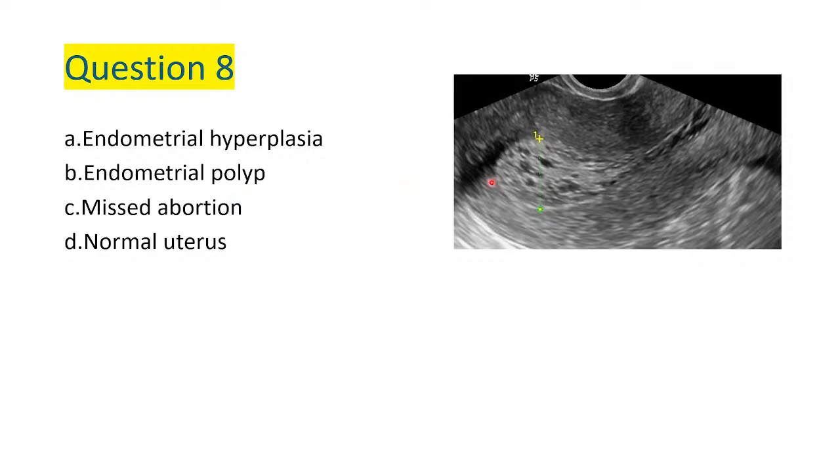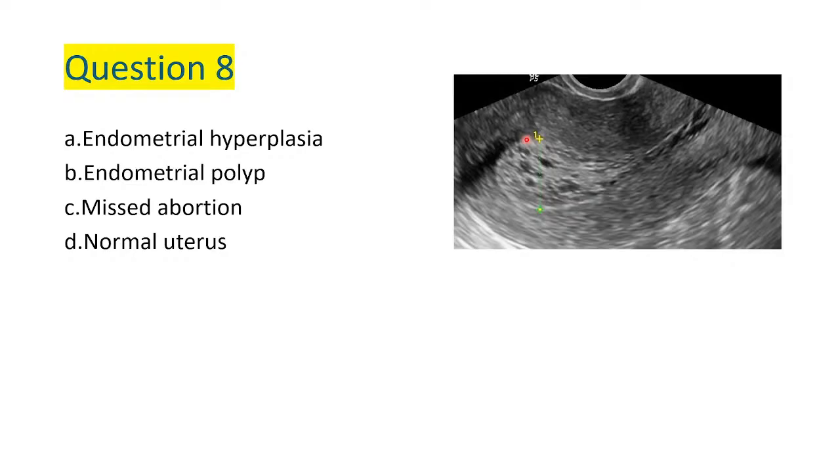Endometrial polyp, so that's not a polypoid mass. You can see it was affecting the whole endometrium. Missed abortion, no, this is not a missed abortion. We are not seeing any fetal pulse or any sign of significance or relevance of anything that we can call a missed abortion. So there's nothing to show. Normal uterus, so this can be a normal uterus.